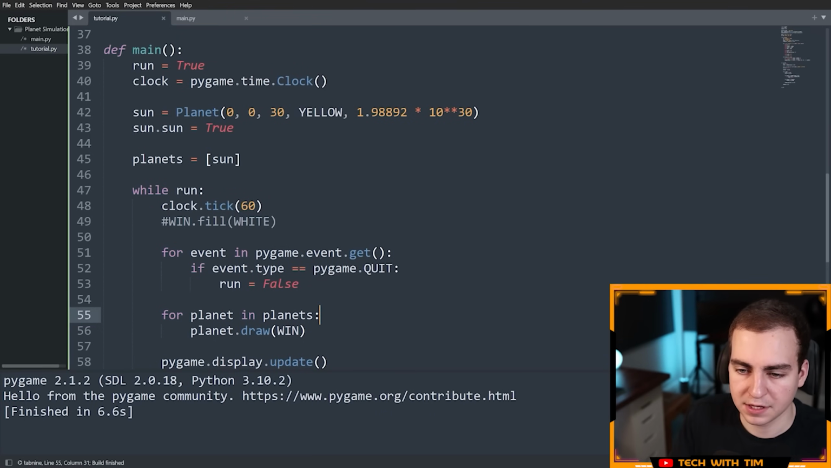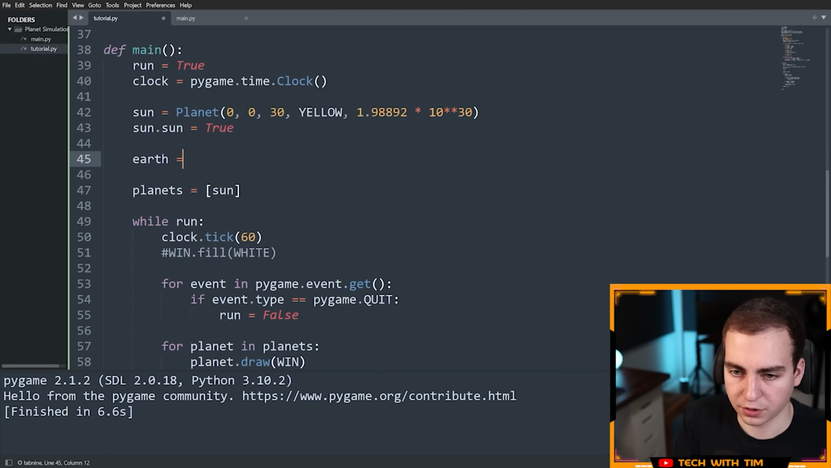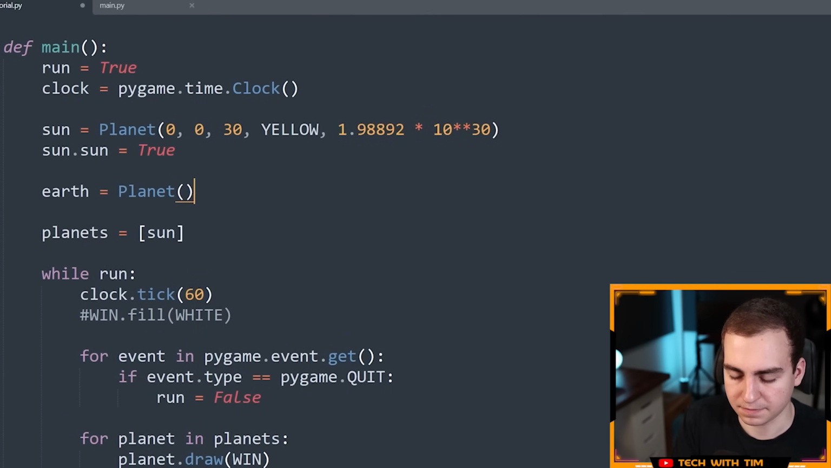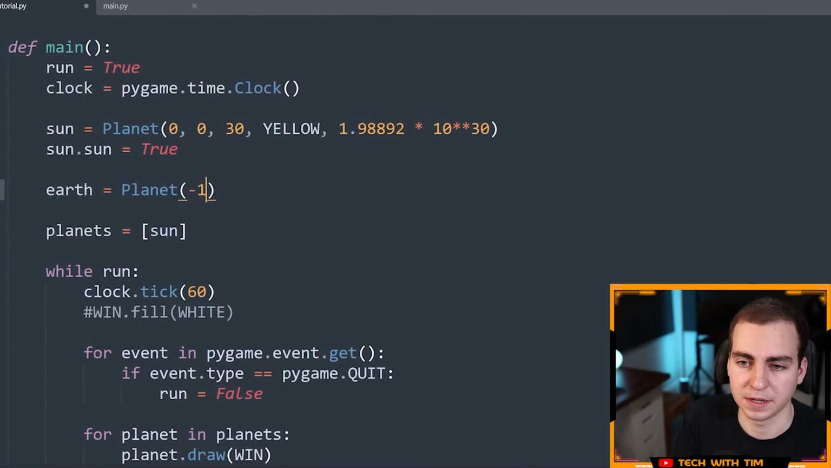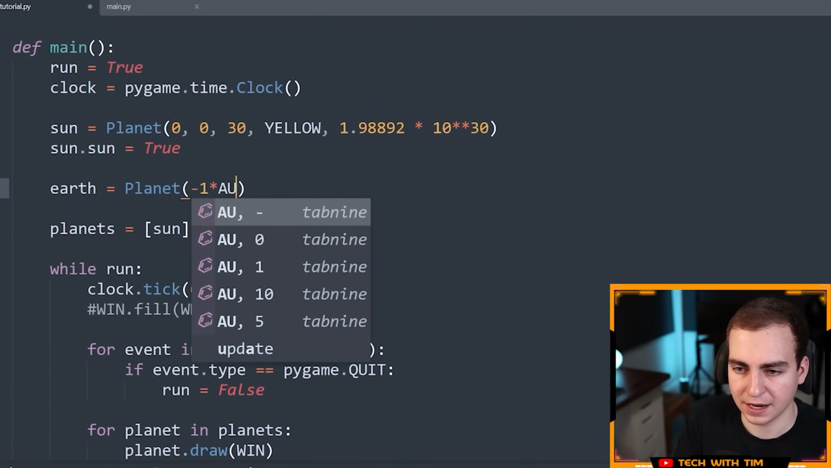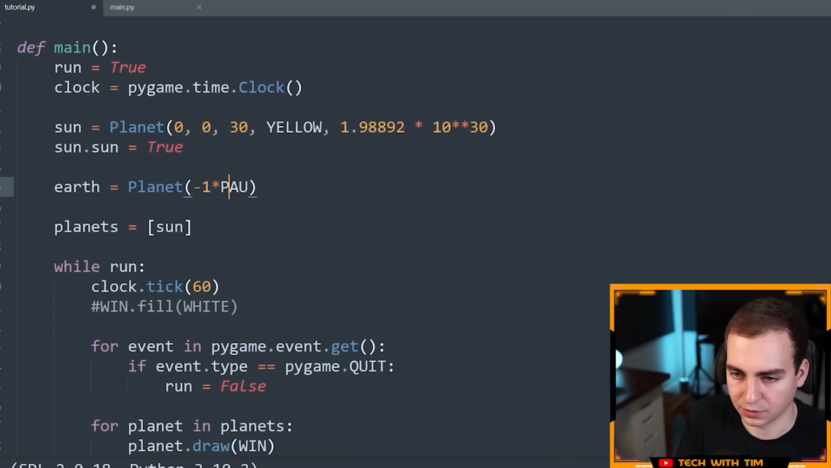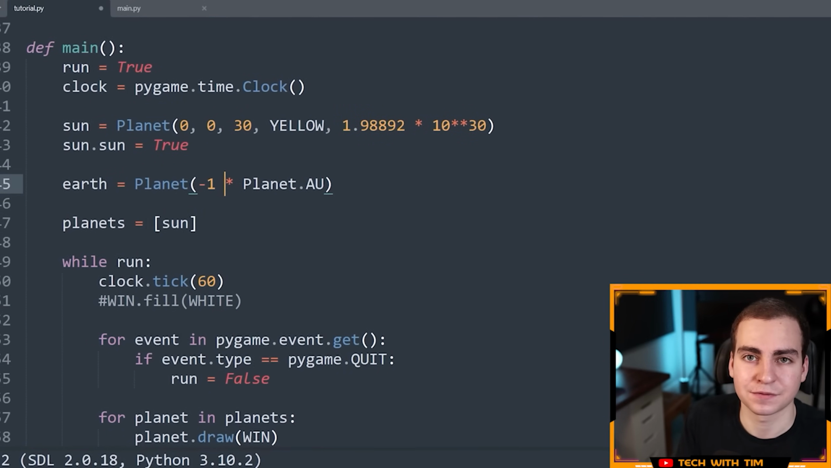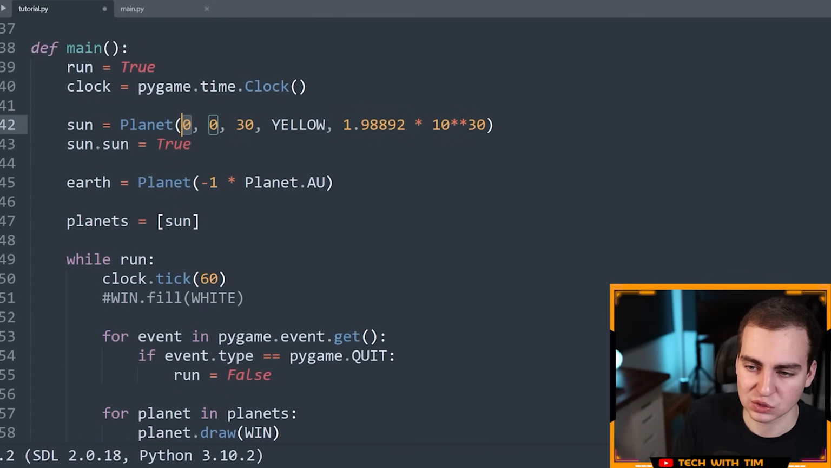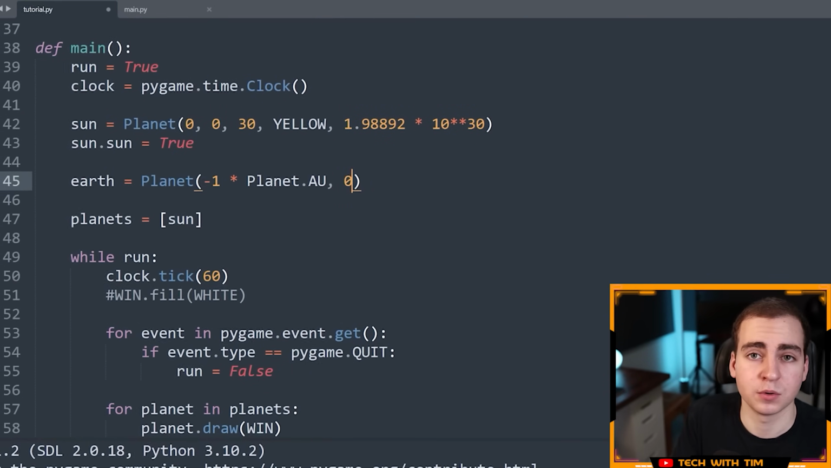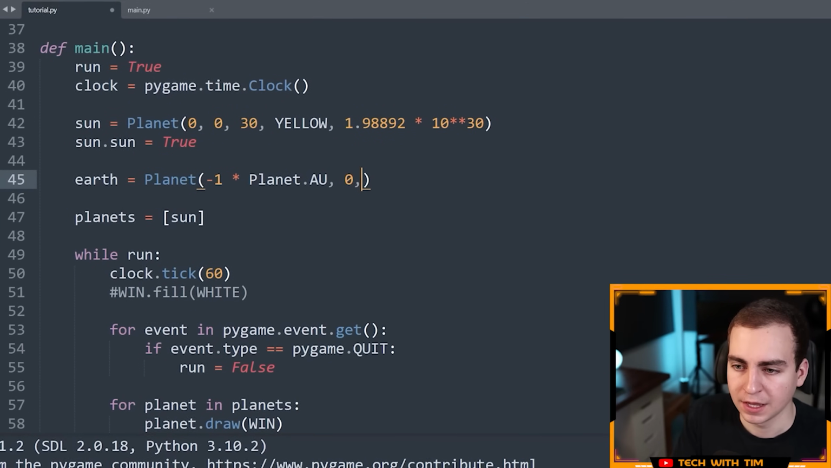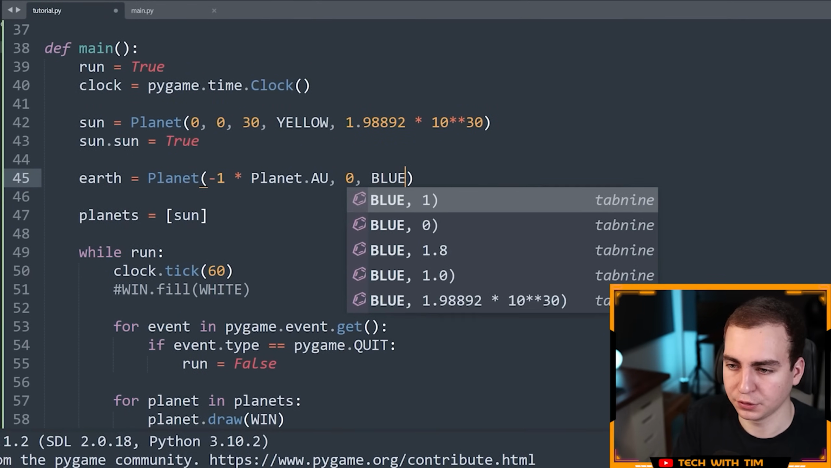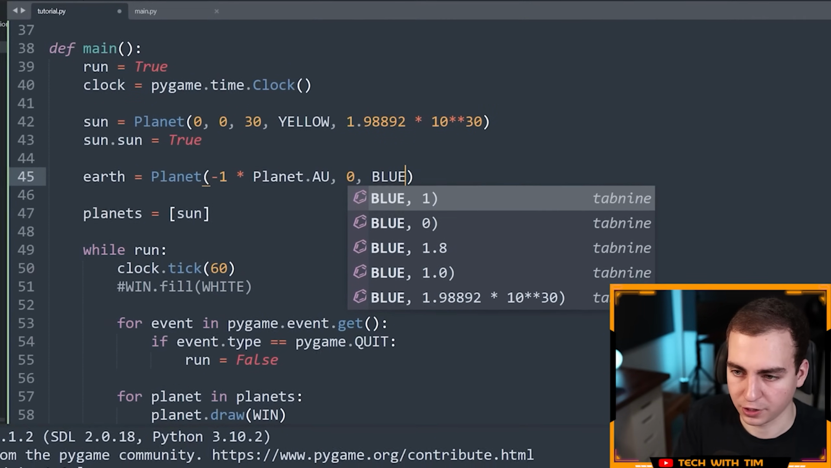All right, now the next thing we want to do is draw a few more planets, right? So let's create Earth, Mercury, all of those. So we're going to start with Earth. We're going to say Earth is equal to planet. Now the Earth is actually going to be -1 multiplied by planet.AU with all capitals. This is going to be the distance from the sun, so we're going to put that as the x coordinate. And for the y coordinate, we're just going to make it 0 for right now. The color of the Earth is going to be blue. We'll write that RGB variable in a second.